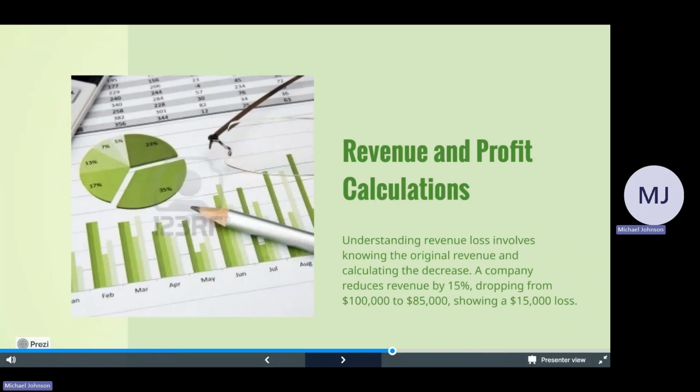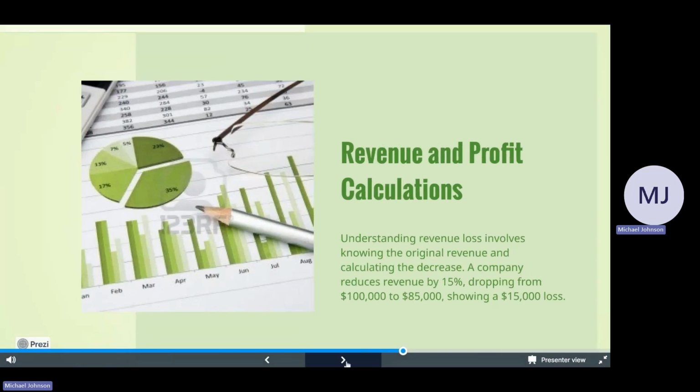Understanding revenue loss involves knowing the original revenue and calculating the decrease. The company's revenue dropping from 100,000 to 85,000 shows a $15,000 loss. So 100,000 minus 85,000, that'd be 15,000. 15,000 divided by 100,000 would be 15%.